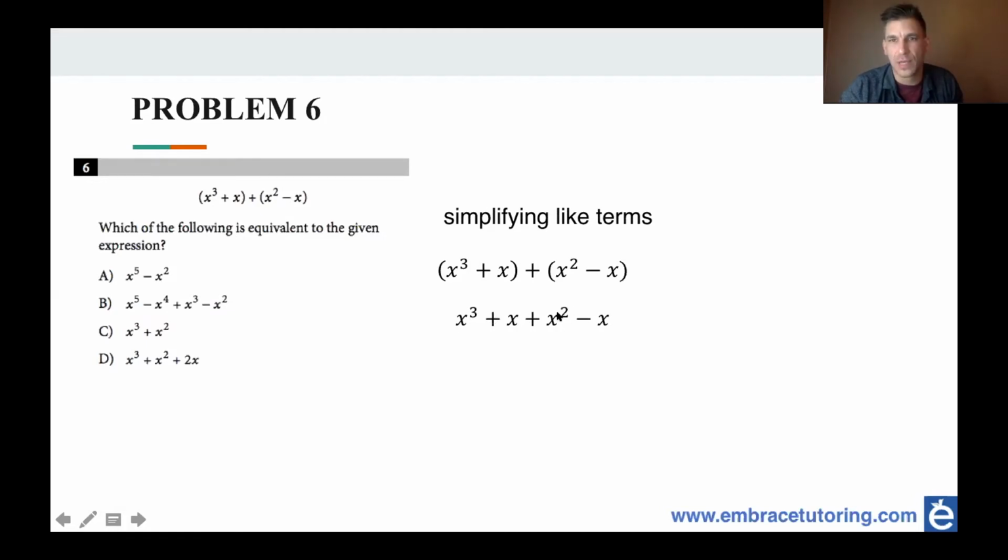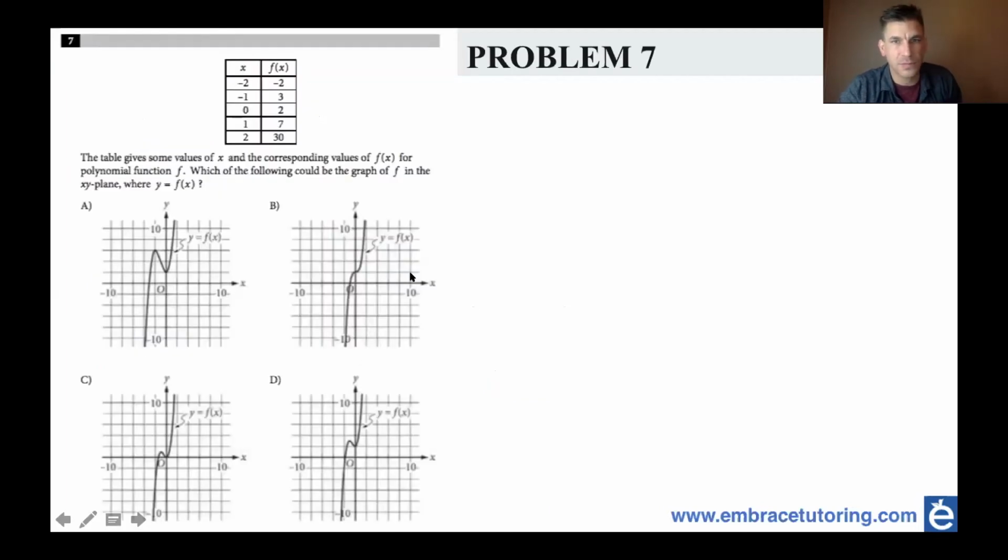Now, I just want to combine and simplify my like terms, knowing that it looks as though I have three different like terms here. I have an x to the third, I have an x to the second. These are not the same like term. And then I have an x, and then I have an x. These are like terms, and my x's will cancel. When my x's cancel here, I will remain with x to the third and x to the second, which is going to be my answer choice, making C my best answer for question number 6. Okay, great. Let's keep going.